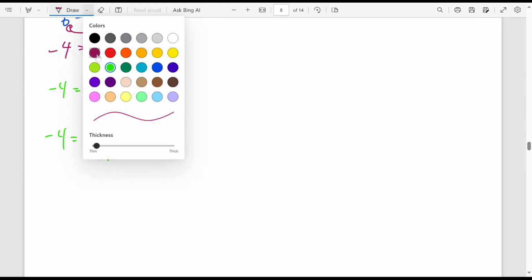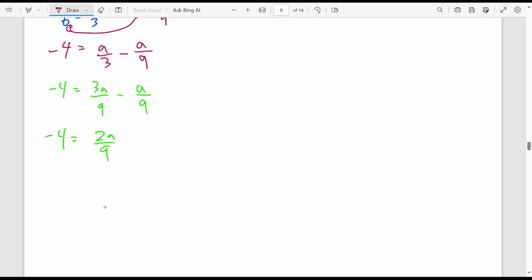If you can remember dealing with your fractions, you can cross multiply it, or I can just multiply both sides by 9. Negative 36 is equal to 2A. Divide by 2, divide by 2. A is equal to negative 18.